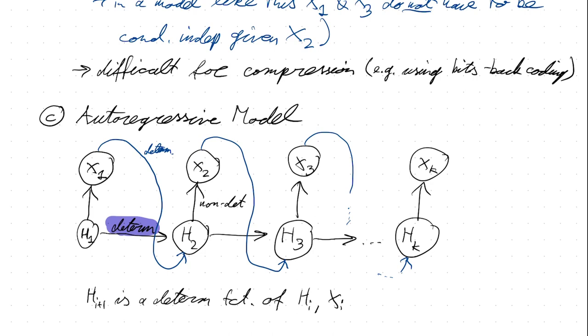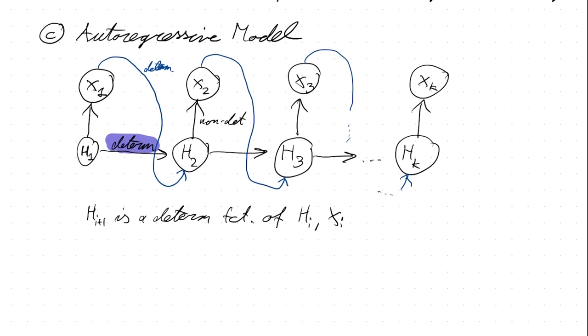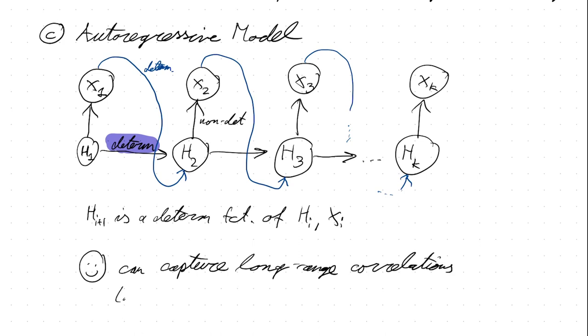complicated correlations. So you will implement this in the problem set, but you will also already see in the problem set that the nice part about this is it can capture long-range correlations, again mediated by these hidden states, i.e. x1 and x3 are in general not conditionally independent, given, well, let's actually make it about x2 and x4.